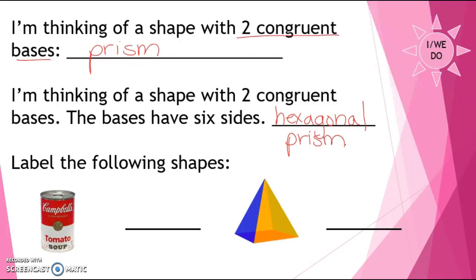And then it tells us to label the following shapes. I know exactly what that can of soup is. That's a cylinder. I recognize that. I love tomato soup. Grandpa Bob does too.